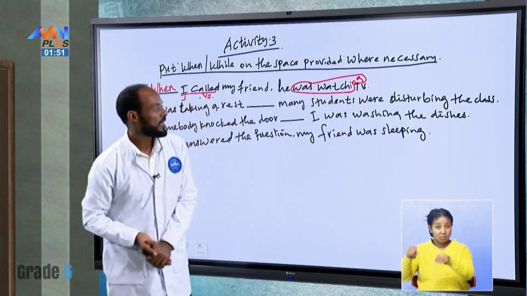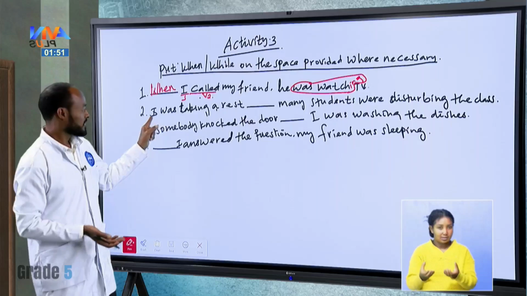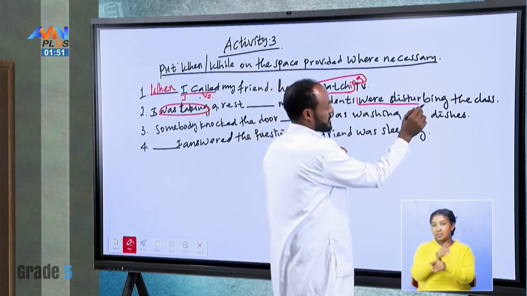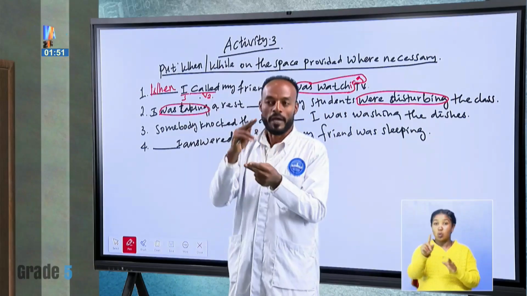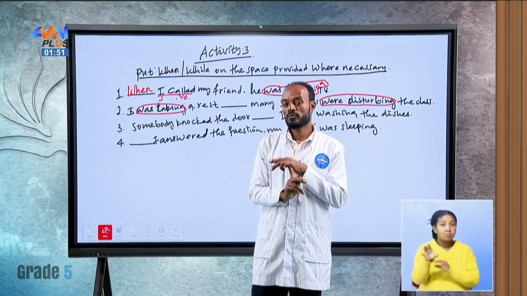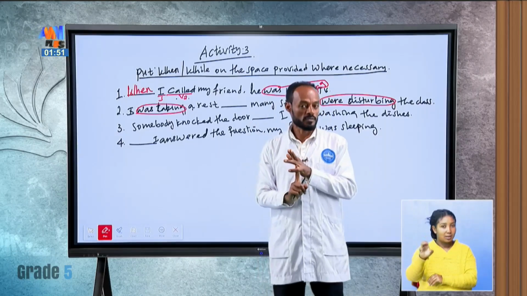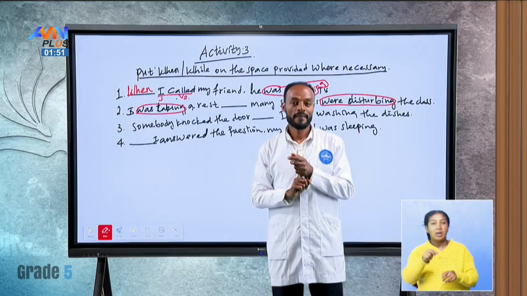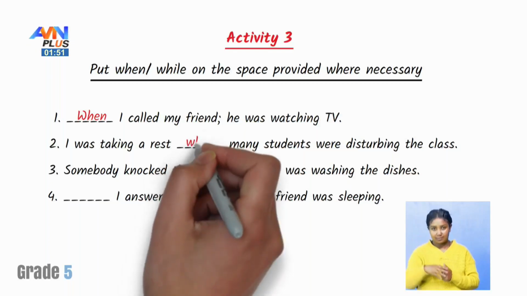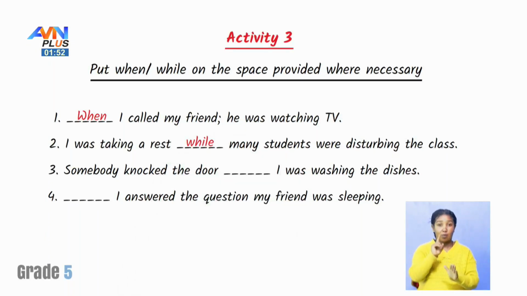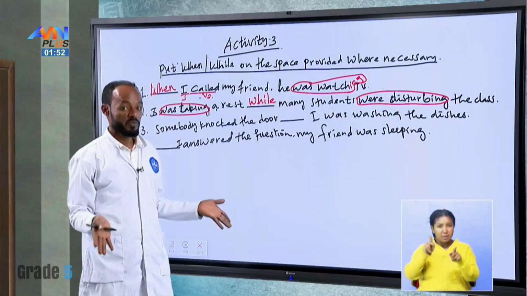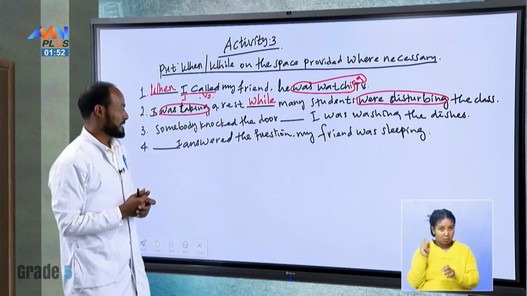I was taking a rest. Many students were disturbing the class. Look, this one is long action. This one is also long action. This means two actions were happening at the same time. So, if such kinds of events happened, what kinds of adverbs of time do we use? When or while? Yes, student, good. We have to use what? While. Because it shows if one or two or more activities were happening in the past. Not only in the past, in the present also we can use it. But our topic is about past continuous tense.